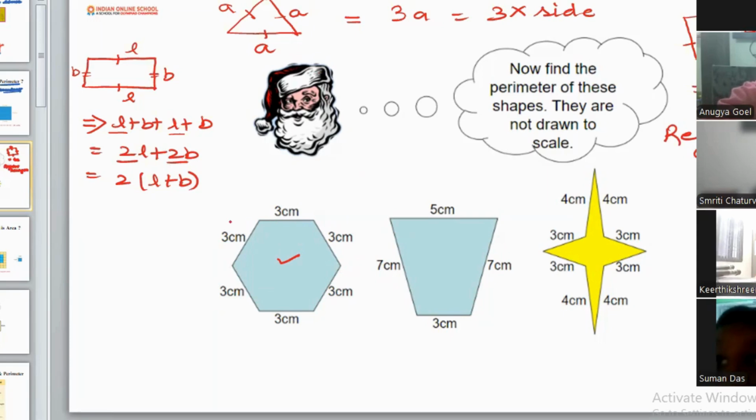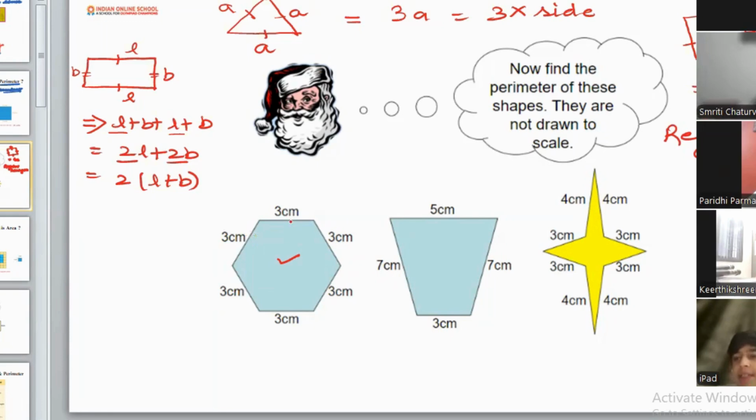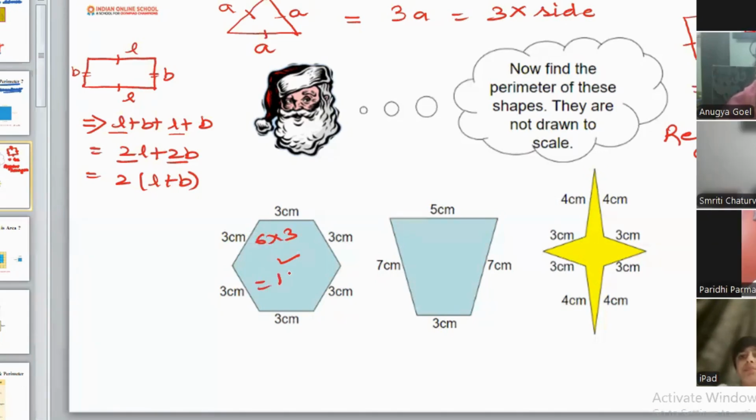3 into 6. 18. And how are we going to figure it out? 3 into 6. Very nice, everybody. Very good. Only 18, or are we supposed to put the unit as well? Centimeter. Correct. Since we are learning about area and perimeter, units play a very important role here. We cannot forget. Okay, now let's go with this. Rihanna, just tell me what is the perimeter of this.